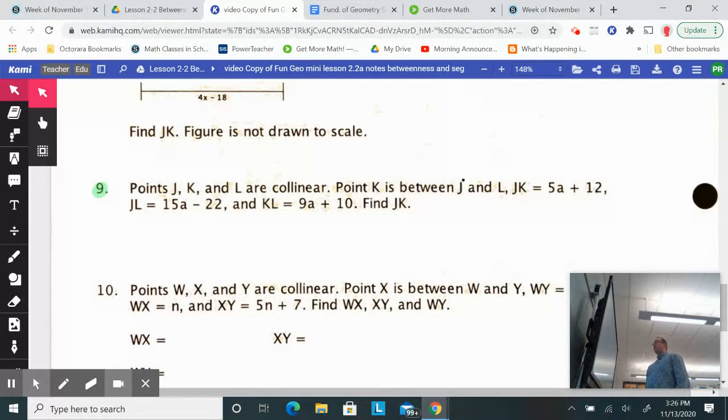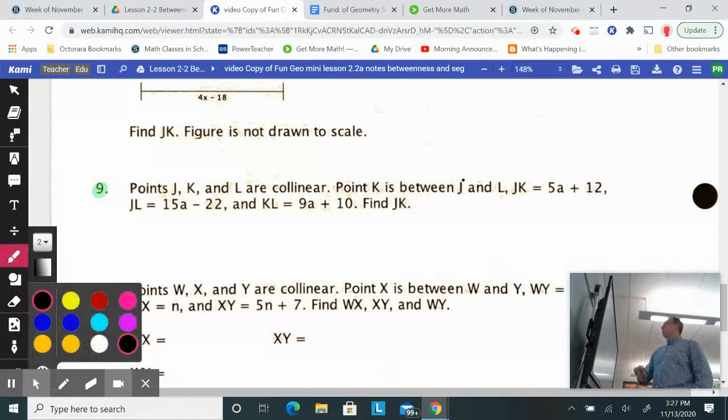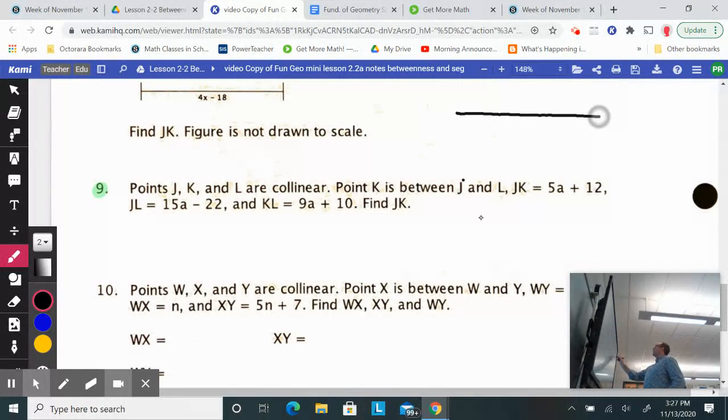We're supposed to find JK. No kidding. We're supposed to find JK. What we need to do is let's sketch this first. Let me grab a pen tool. Points J, K, and L are collinear. Point K is in between J and L. So I'm going to go up here where I have more room. So I have a line segment. I have points J, K, and L.